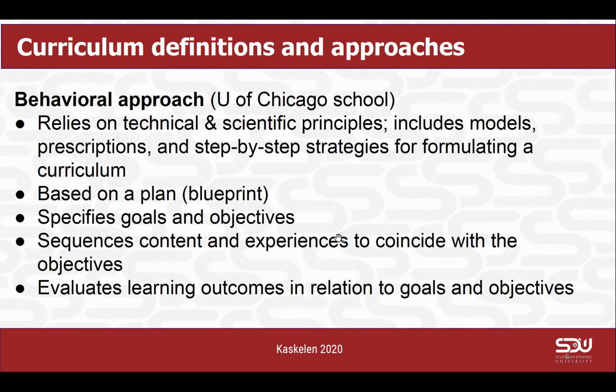So the behavioral approach is strongly associated with the University of Chicago School of Thought. It relies on technical and scientific principles, and it includes models, prescriptions, and step-by-step strategies of formulating curriculum, and often curriculum is based on some plan, often called a blueprint. This kind of curriculum, developed using a behavioral approach, specifies goals and objectives. Then after that, content and experiences are sequenced. They are developed to coincide with the objectives, and then the learning outcomes are evaluated against the goals and objectives.